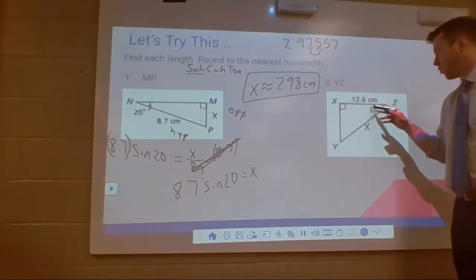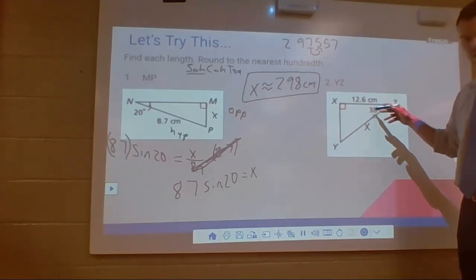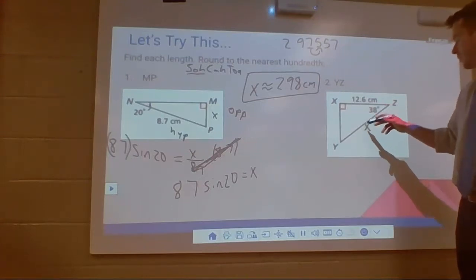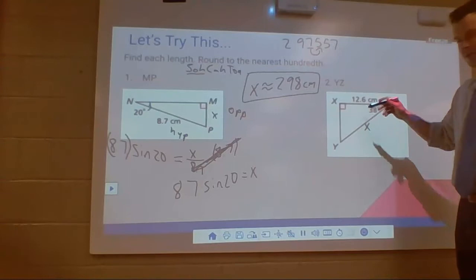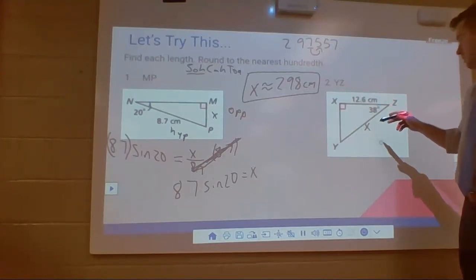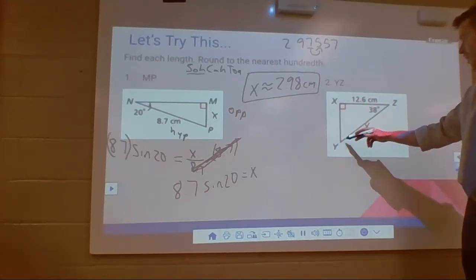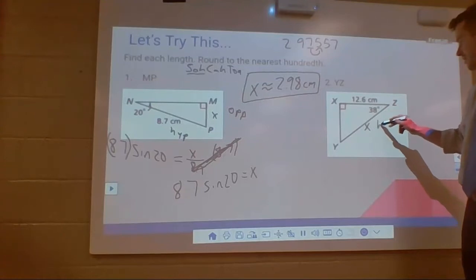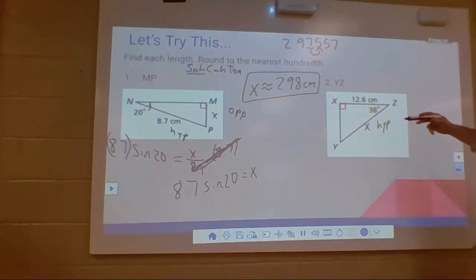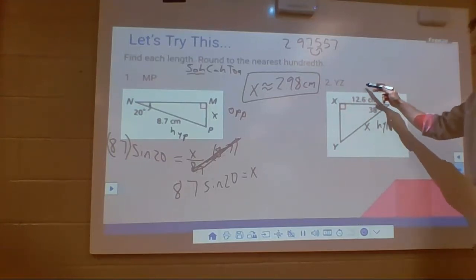All right, so we have to ask ourselves, in relation to angle Z, this 38 degree angle, what's the relationship between the side we're trying to find and the side that we're given? Well, YZ, which is x, is the hypotenuse. That's definitely the hypotenuse of that triangle. Now, in relation to 38 degrees, that angle Z, XZ is the adjacent side.